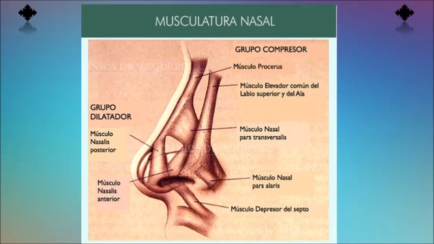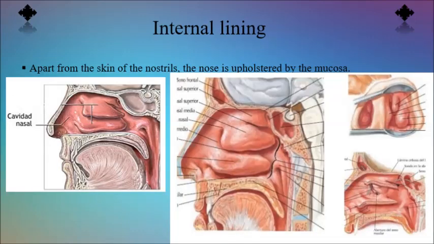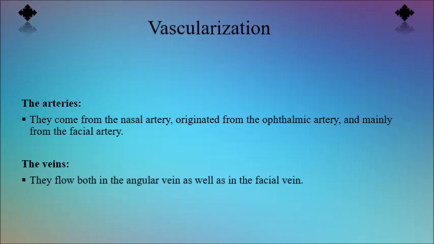Outer lining of the nose. The skin of the nose is molded on the nasal skeleton and is separated from it by a cellulo-adipose layer, except at the vertex, the wings and the septum. The skin is also reflected towards the interior of the nostrils where it has rigid hairs called fimbriae. Another characteristic of the skin in the area of the nose is that it is abundant in sebaceous glands. Internal lining of the nose. A part of the skin of the nostrils is the entry and exit of many microorganisms. The inside of the nostrils is covered with mucosa.